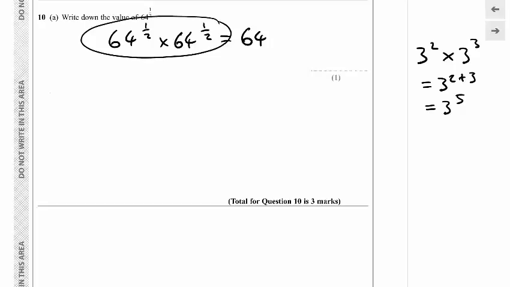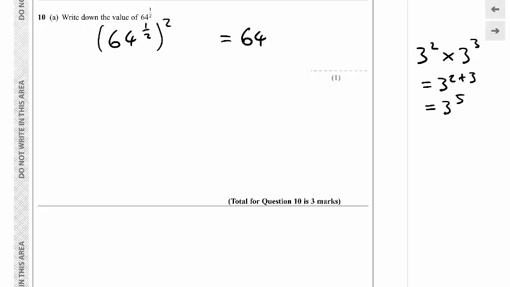But look how I can rewrite this left-hand side. I've got 64 to the power of a half, multiplied by 64 to the power of a half. I've just got the same thing multiplied by itself. So I can just say that it's 64 to the power of a half squared, right?